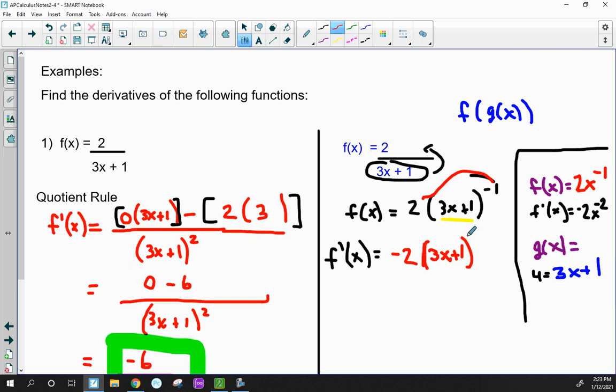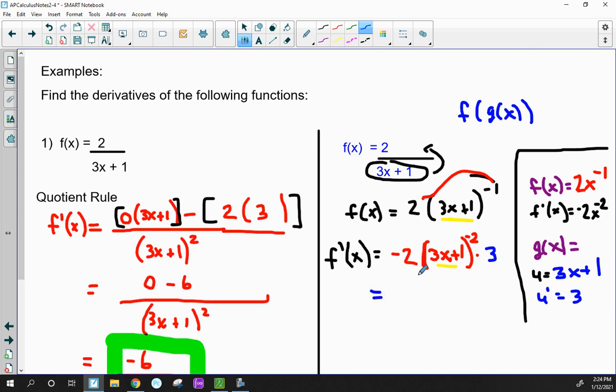You're going to drop the power by 1. You're then going to multiply this by the inside function, which is over here. And the derivative of the inside function, g of x, or the u, is going to be 3. So we're going to take the derivative of this inside piece, which is 3, and write it at the end of the problem.